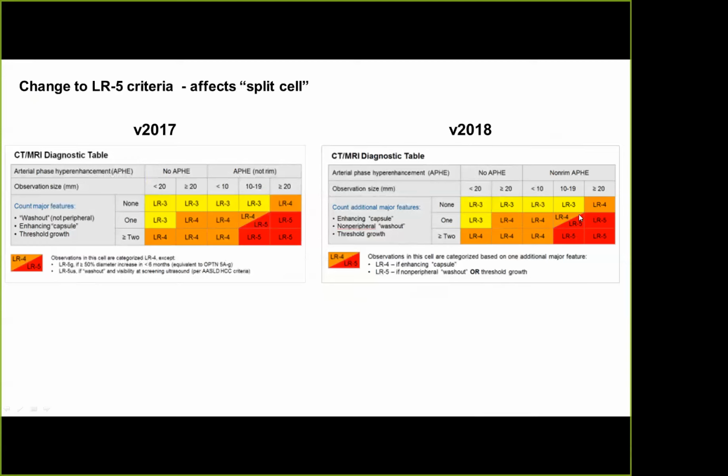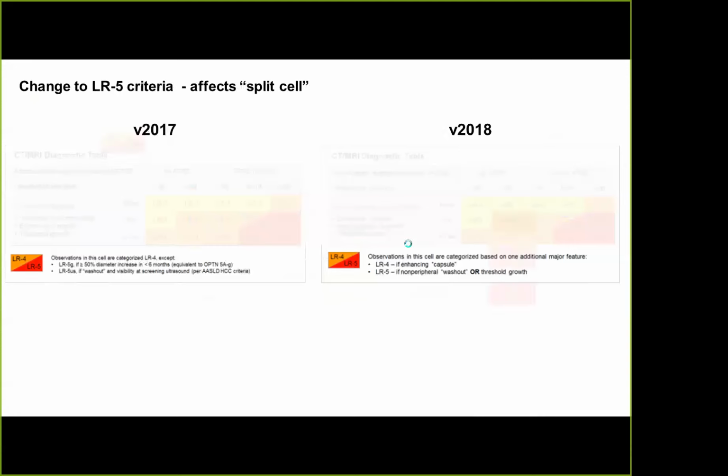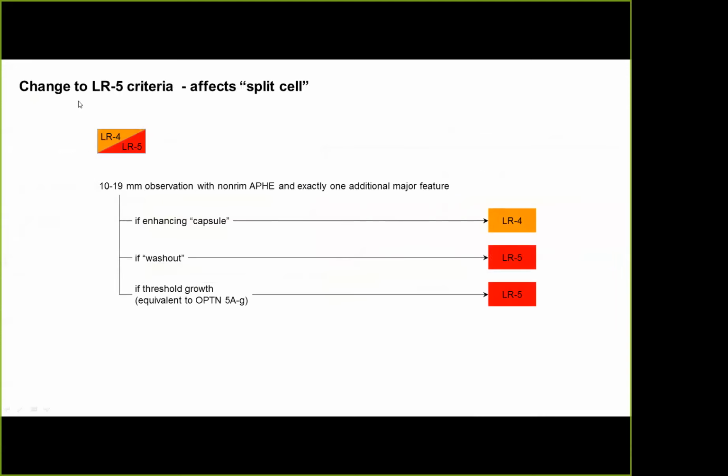So now any lesion that falls into this cell, which is 10 to 19 millimeter, non-rim APHE, and only one additional major feature, is categorized LI-RADS 5, unless the only major feature is the enhancing capsule. So let's just take a look at what it looks like.